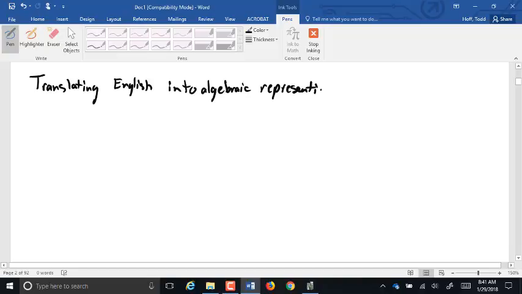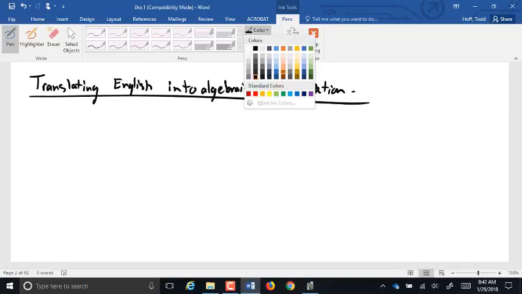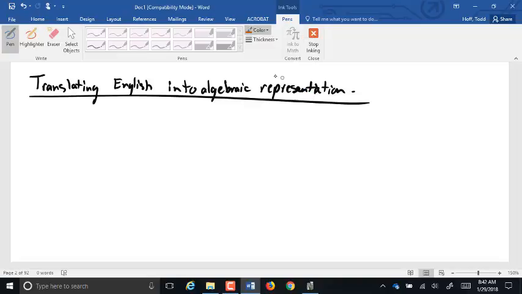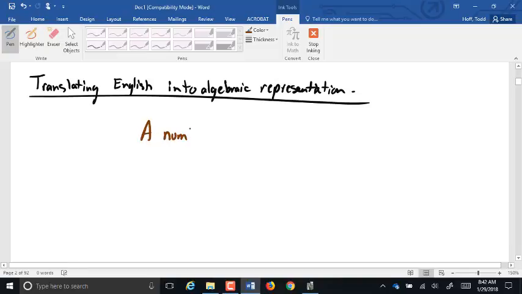So into an algebraic representation. So take a look at this and how that would work. Let's say I give you the phrase: a number increased by 4.